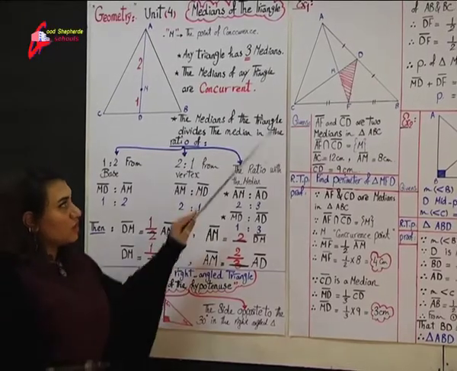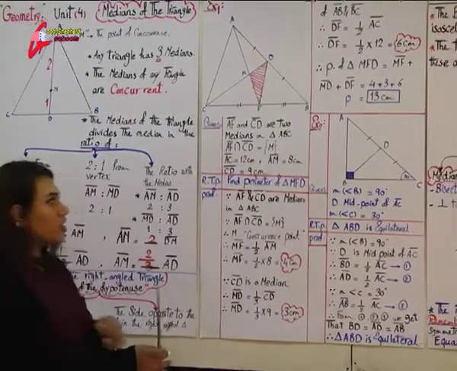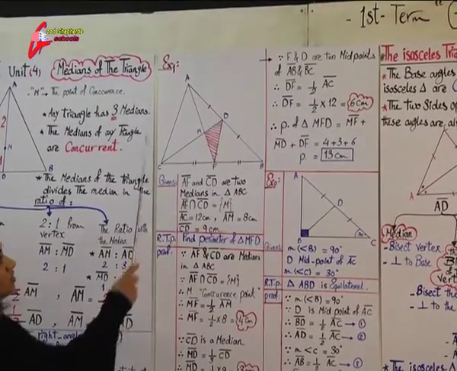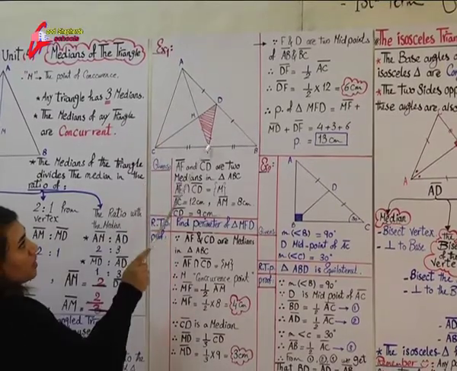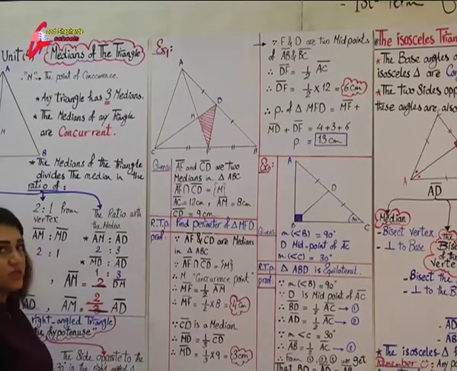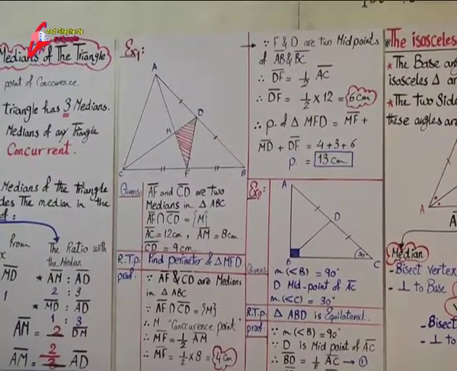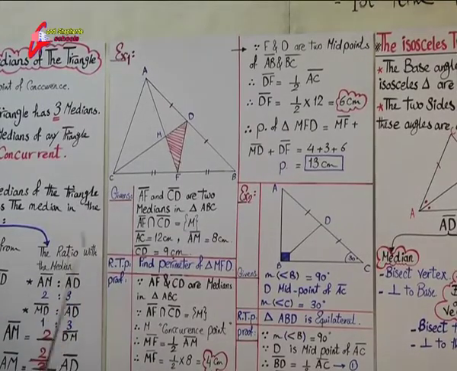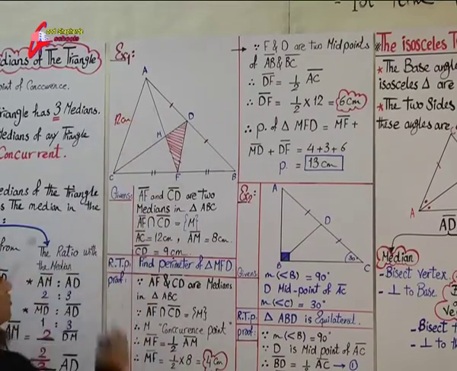Exercise 1 is talking about the medians and the relation between them. If you have 2 medians or more, you need to calculate the perimeter of the small triangle here. The givens in triangle ABC are that AF and CD are two medians in triangle ABC, and both of them intersect in one point, which is the concurrence point. It's called M. The length of AC, this side, is 12 centimeters.